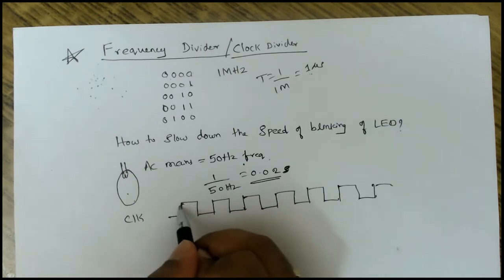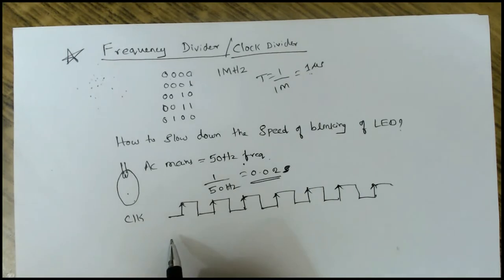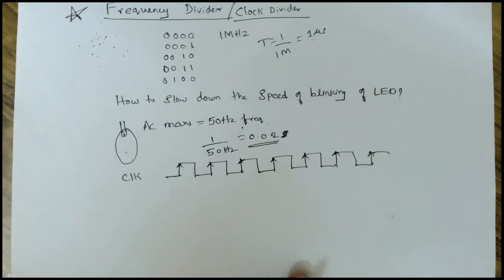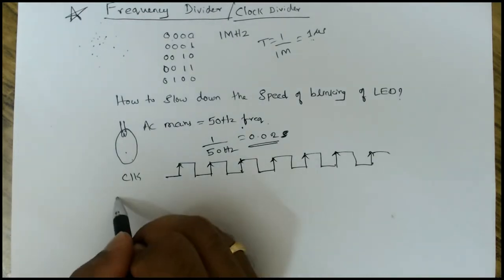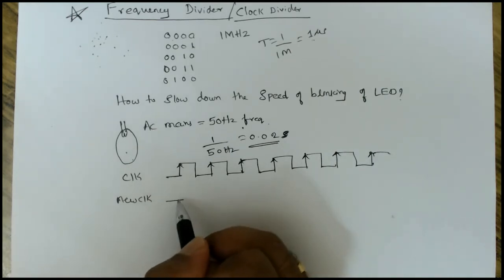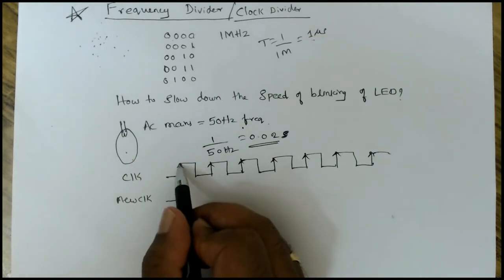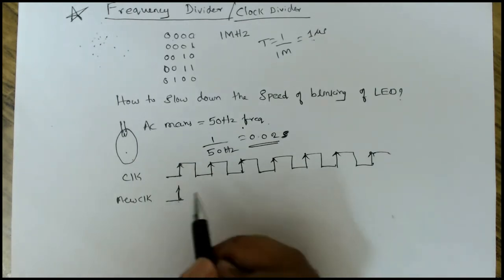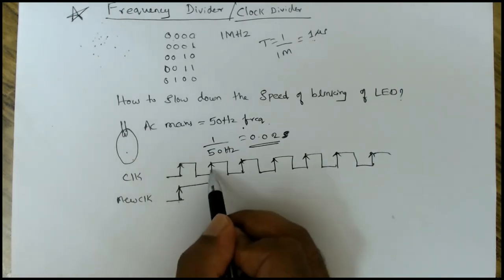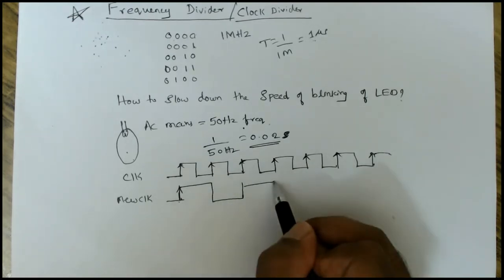Clock. I'll mark the positive edges. So I want to divide this clock by 2 times. If I want to divide this clock by 2 times, then the new clock would look like this: the first time it encounters a positive edge, I increment it and change it over, and when it encounters the second time, it should go low. It should continue in this fashion.